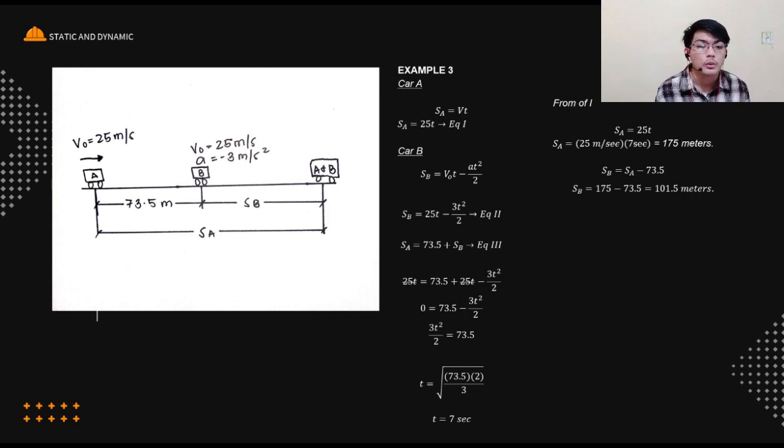And then moving forward to car B, we have SB equal to SA minus 73.5. So the total distance of car B shall be equal to 175 meters, as we computed earlier, minus 73.5. So now for the distance traveled by car B, we have 101.5 meters. So that's all for that example.